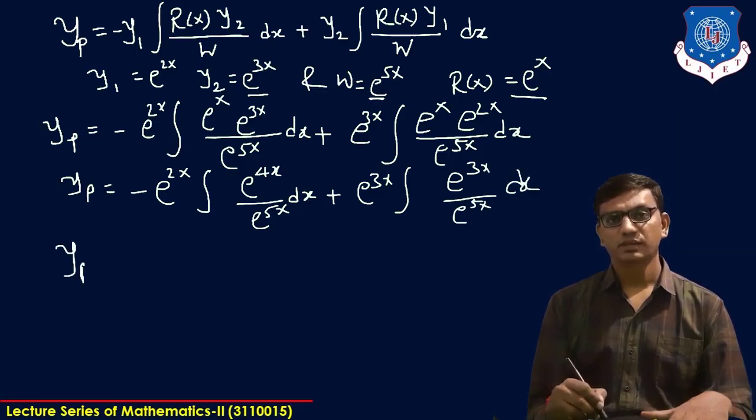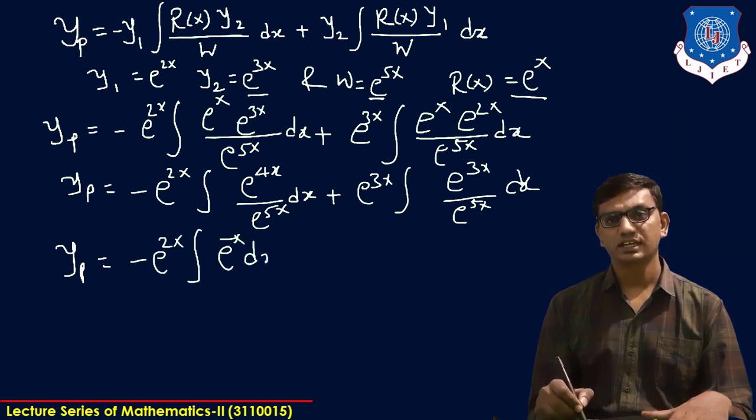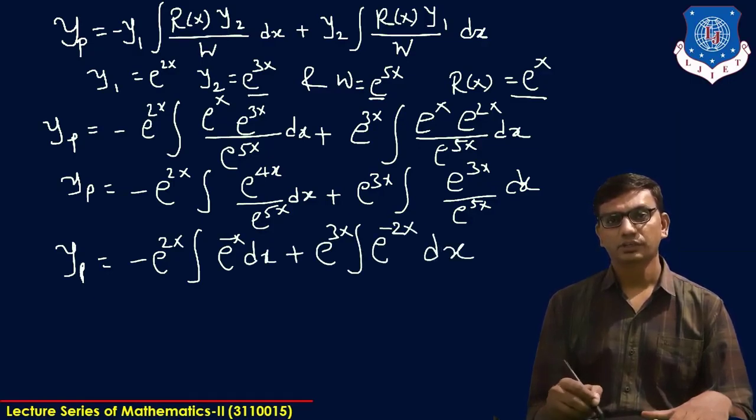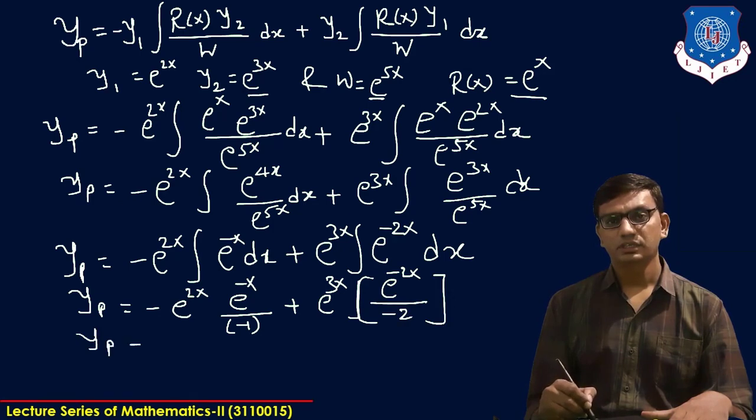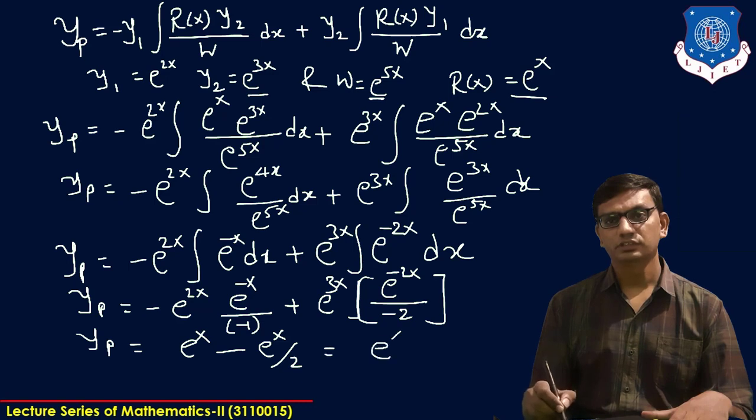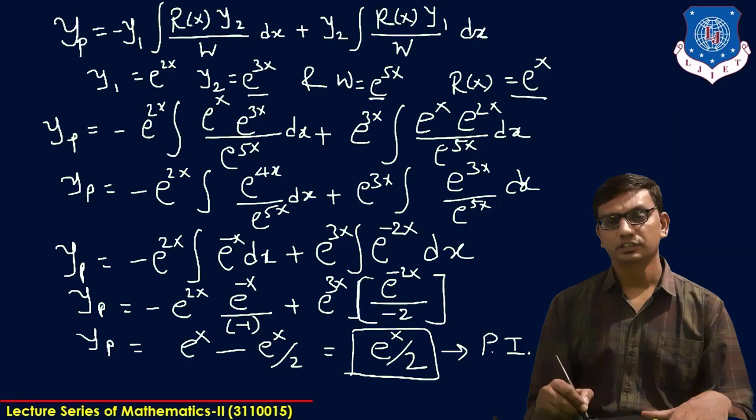That can be rewritten as yp equal to minus e raised to 2x integration of e raised to minus x dx, plus e raised to 3x integration of e raised to minus 2x dx. Now integrate this term, yp equal to minus e raised to 2x into e raised to minus x upon minus 1 plus e raised to 3x into integration of e raised to minus 2x upon minus 2. Now finally we have yp as e raised to x minus e raised to x by 2, that is equal to e raised to x by 2, the particular integral.